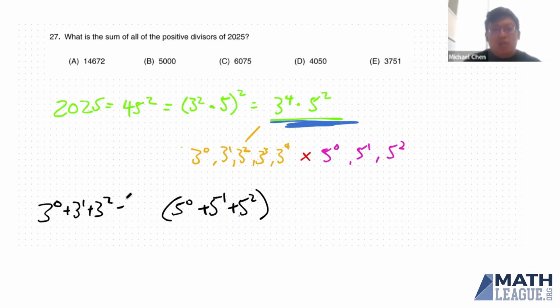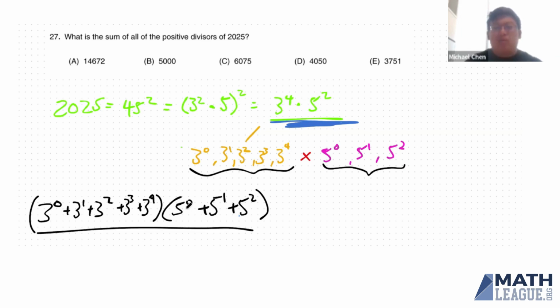And in fact, we can continue to apply this pattern to all of the different powers of 3, because what we're really doing is trying to figure out the sum of all possible products of one of these powers of 3 and one of these powers of 5. And if you distribute out this product right here, that's what you will get.